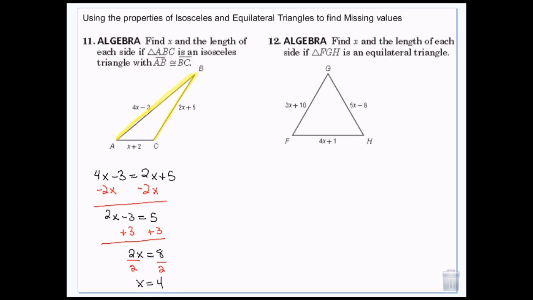But up here, it said to find x and the length of each side. So I need to find the lengths of each side as well. So to do that, I'm going to take that 4 and plug it in. 4 times 4 minus 3. So I have 16 minus 3 is 13. If this one's 13, what's this one? They were equal, right? So this one will also be 13. And then x plus 2 is going to be 4 plus 2, so that's 6.